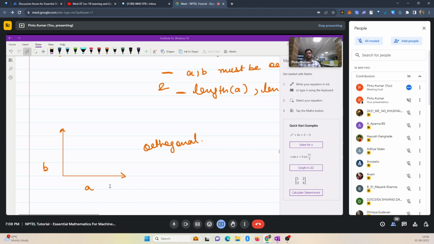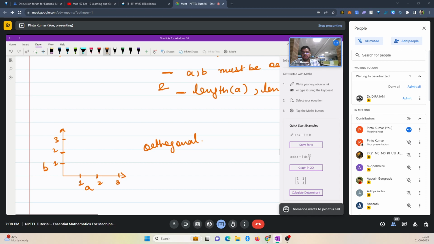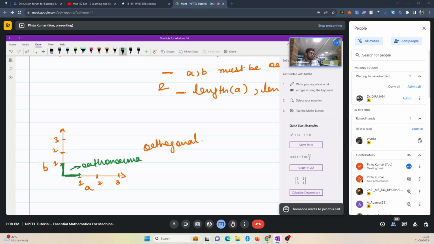Okay, yeah. So now let's say if this point is 1, this is 2, this is 3, and this is 1, 2, 3. Now if I restrict this vector to the length of 1 here and 1 here, then these two vectors are not only orthogonal anymore but also orthonormal.